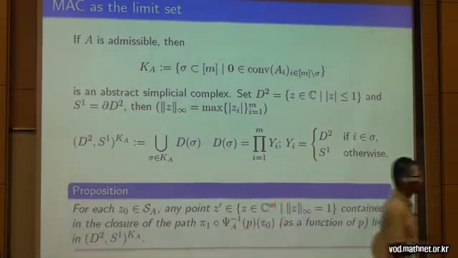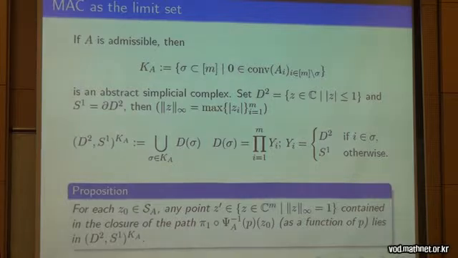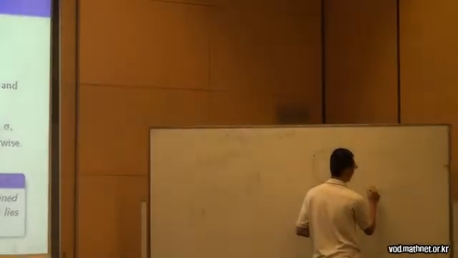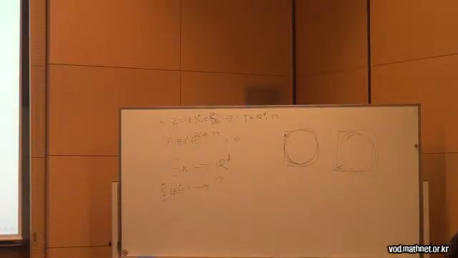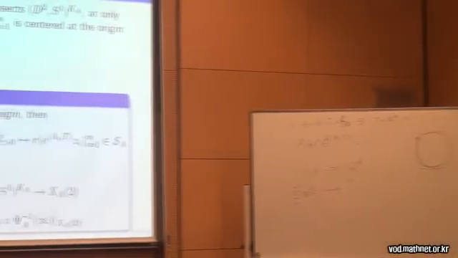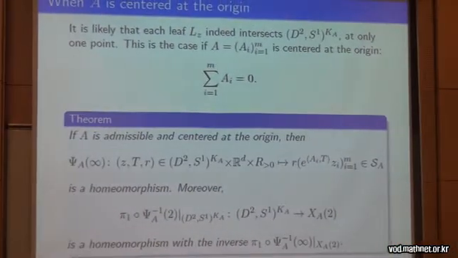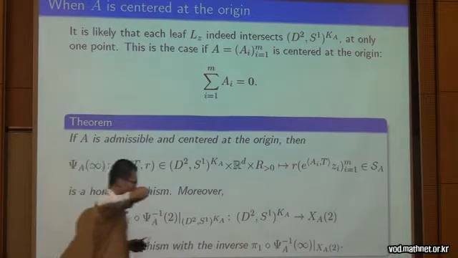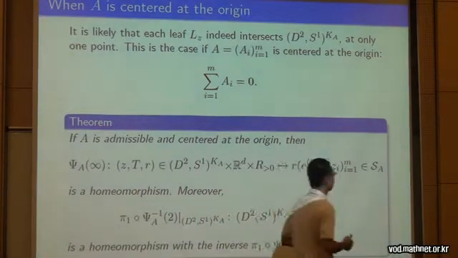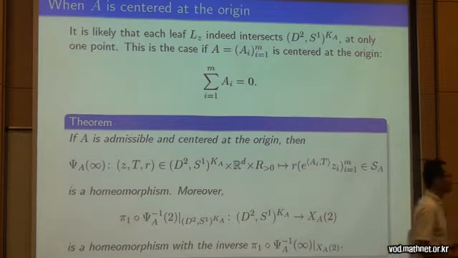But we cannot eliminate the situation that this is a limit cycle. It's something like this, maybe. But we need to eliminate this situation. This can be done by adding another condition, that the admissible tuple A is centered at the origin. I would like to say something about this condition. Actually, I guess that in general this is still true, but I cannot prove it.